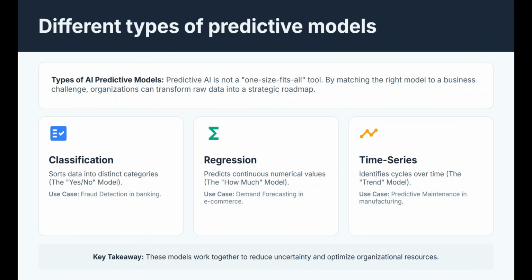Regression models is the next type of predictive model. It's also known as the how much model. They are used to predict a continuous numerical value. For example, an e commerce company might use regression to perform demand forecasting, calculating exactly how much inventory of a specific product they will need next month based on seasonal trends and marketing spend.